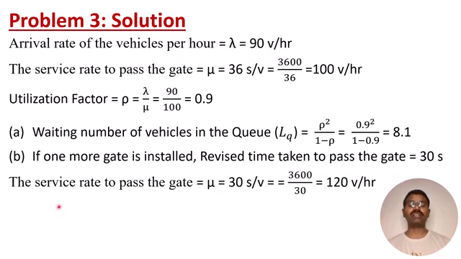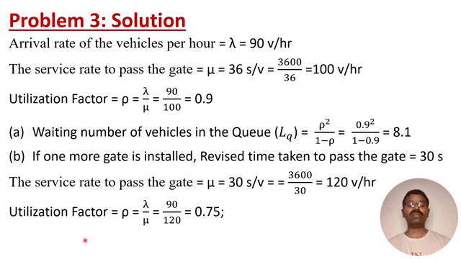So now let us calculate the service rate to pass the gate. Mu is equal to 30 seconds per vehicle, that is equal to 3600 by 30, 120 vehicles per hour. Because of the installation of one more gate, the service rate is increased, that is, 120 vehicles can be served in 1 hour. So now let us calculate the utilization factor, that is rho is equal to lambda by mu, that is equal to 90 by 120, that is equal to 0.75. So the utilization factor earlier was 0.9, but now because of one more gate, the utilization factor came to 0.75.